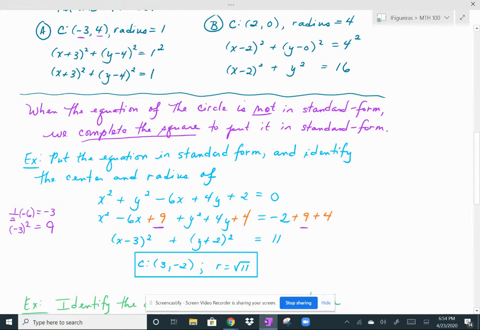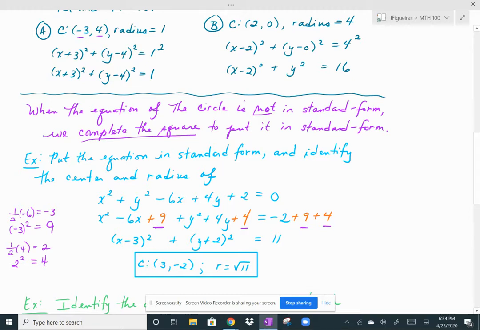Then I do the same thing with the coefficient of y. The coefficient of y is 4. Half of 4 is 2. And then when you square 2, that has a value of 4. So that means that you have to add 4 to both sides of the equation, here and here.